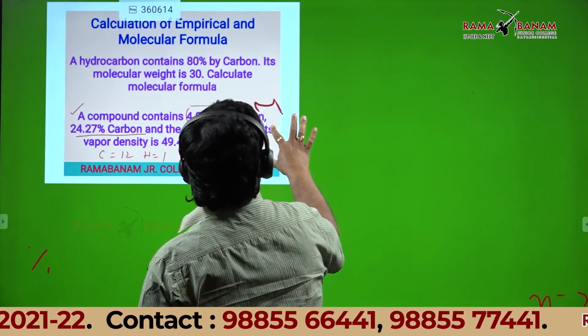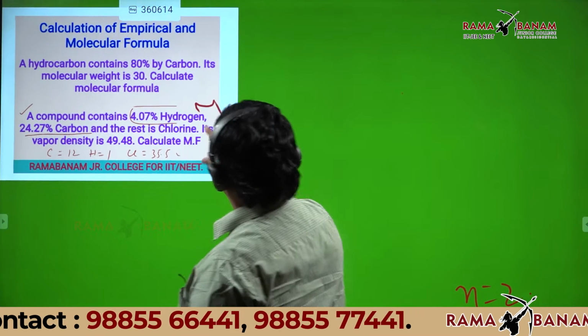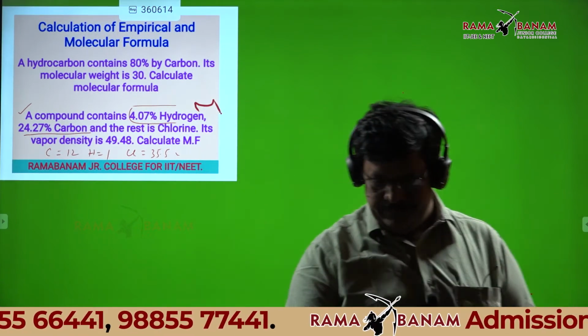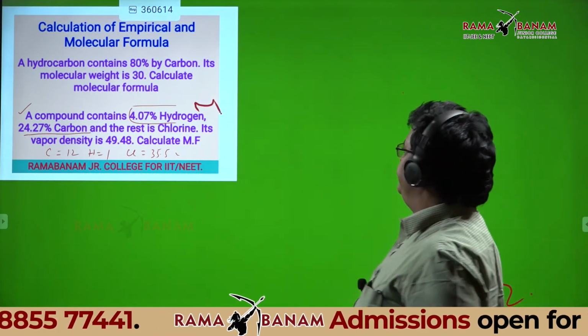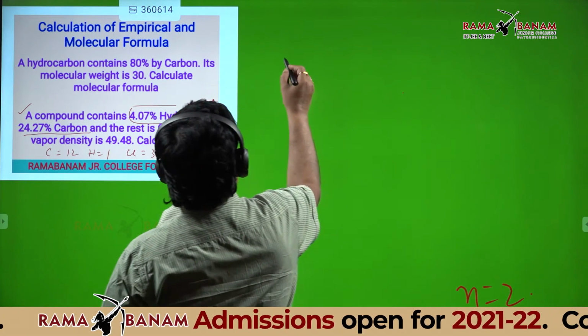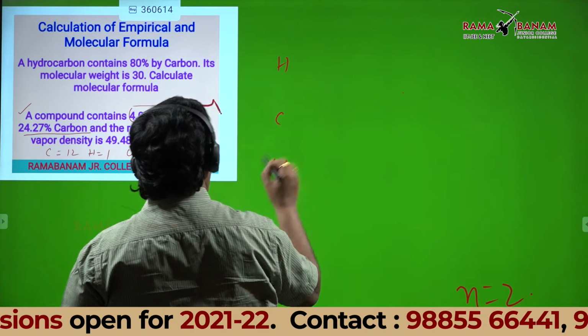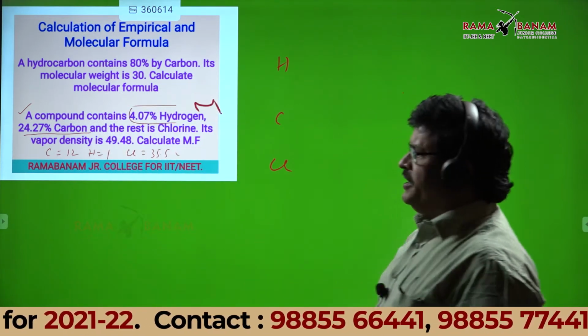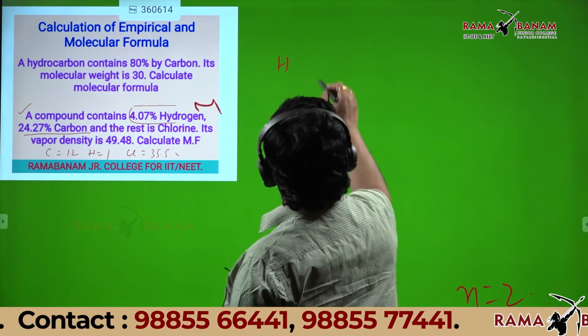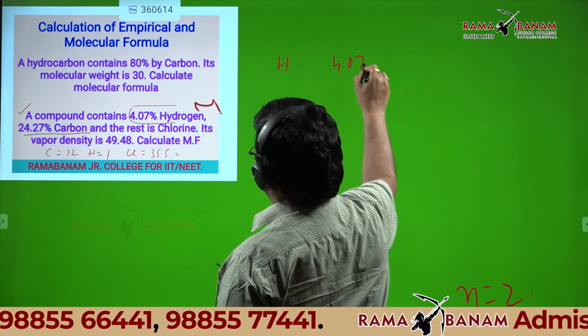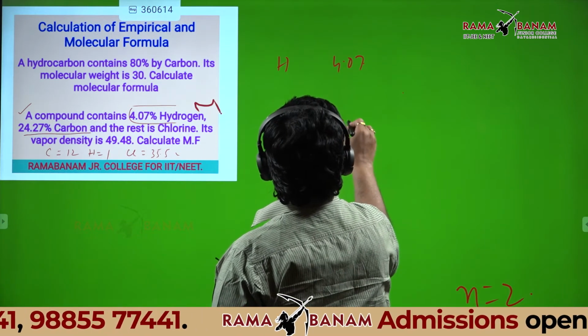What are the elements present in that, student? Carbon, hydrogen, chlorine. Excellent. Write the percentages of the three. 4.07. This is 24.2.